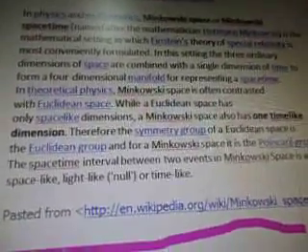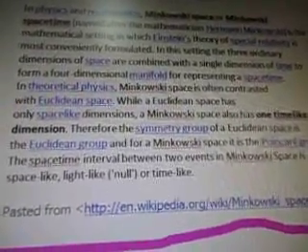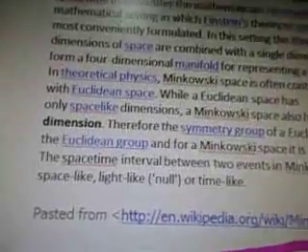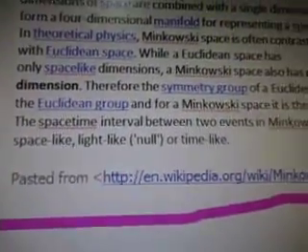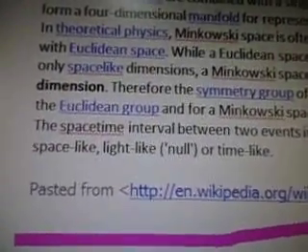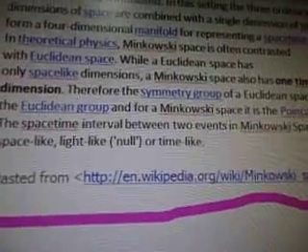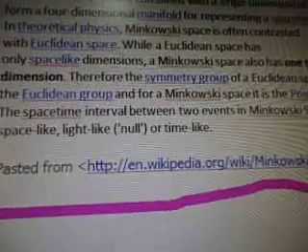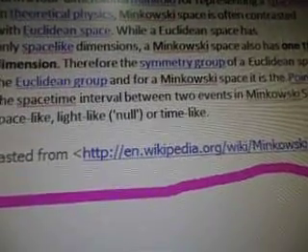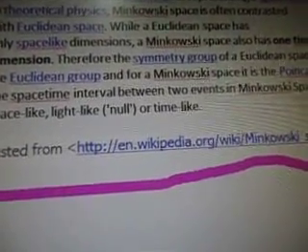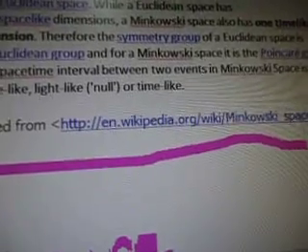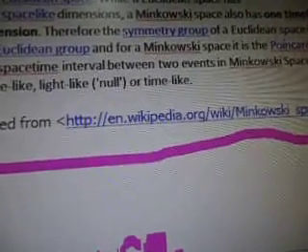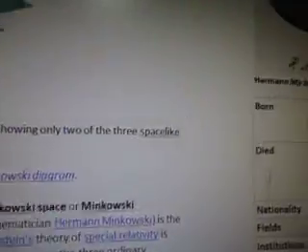In theoretical physics, Minkowski space is often contrasted with Euclidean space. While Euclidean space has only space-like dimensions, a Minkowski space also has 1 time-like dimension. Therefore, the symmetry group of a Euclidean space is the Euclidean group, and for Minkowski space it is the Poincare group. So all these guys are kind of joined together. The space-time interval between the 2 events. So you can see all their theory is kind of interconnected with each other.